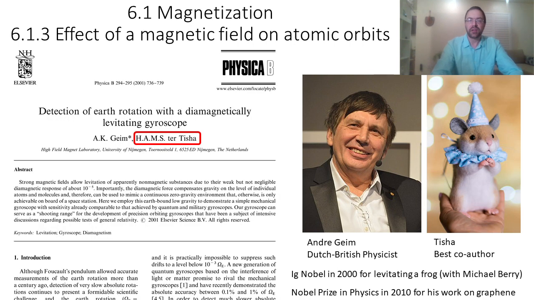Now, Andrew Geim is a very funny guy. He also published a paper with one of the best co-authors, the hamster Tisha. In 2001, you see he published this scientific article on the detection of Earth's rotation with a diamagnetically levitating gyroscope. Andrew Geim was the first author of that paper, and the second author was H.A.M.S. Tisha, the hamster Tisha.